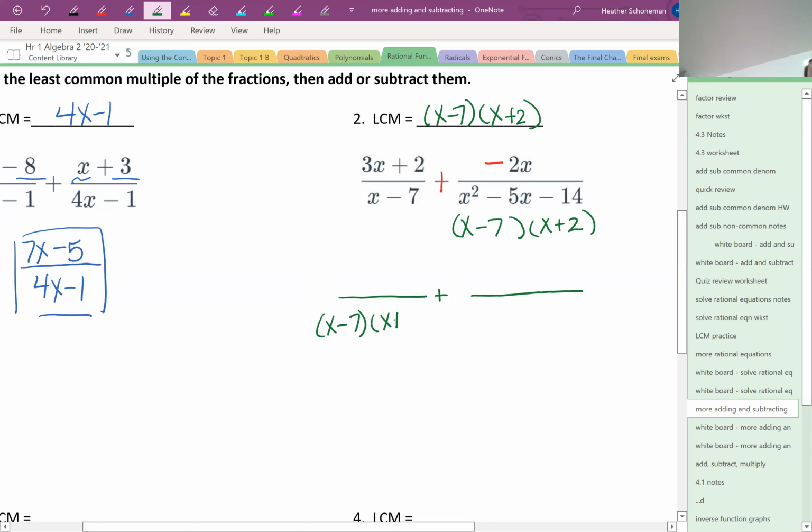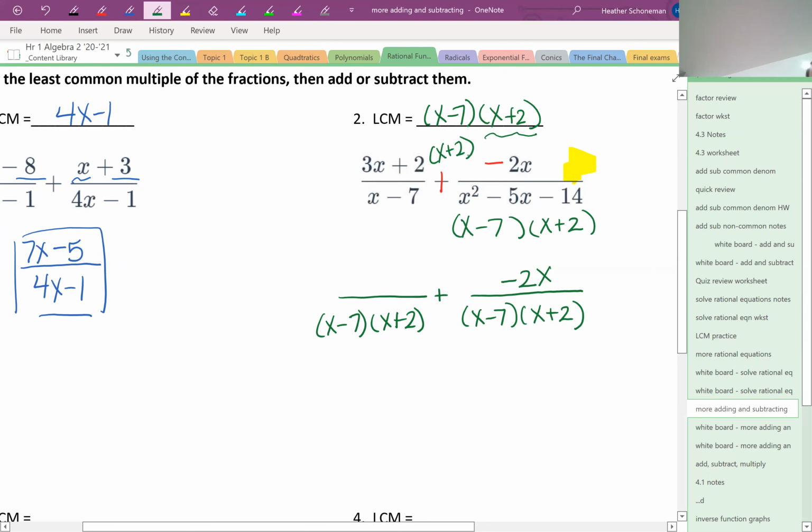And when I write the two fractions, I want both fractions to have the same denominator, and that same denominator is going to be my least common multiple. Now this fraction over here on the right, its denominator is already the least common multiple. I don't need to change it, so this is going to remain -2x. But the fraction on the left has the x minus 7, but it's missing this x plus 2. So I need to multiply it times x plus 2.